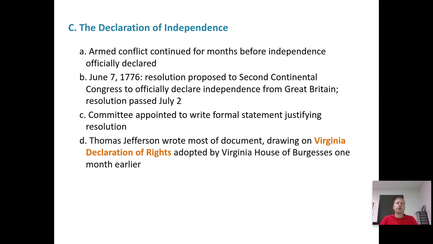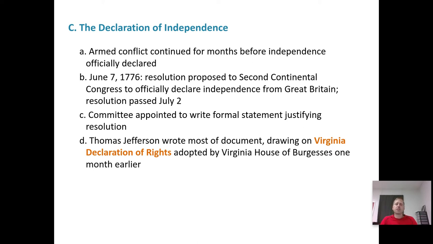What we're going to do is I'm going to take you to the Declaration of Independence. We're going to look at it. We're going to go through this. And also in the description of this, or in Google Classroom, I'm going to put a link to a reading of the Declaration of Independence, which is really good. And I want you to watch it after we finish this video.